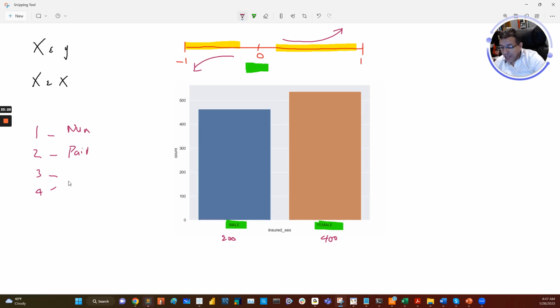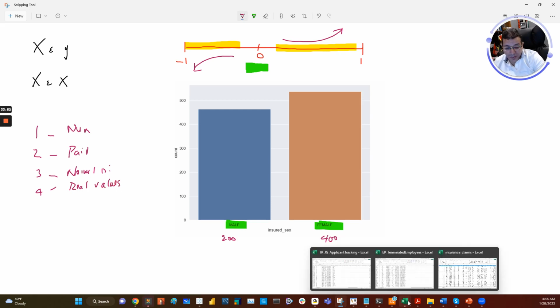Number 3, they have to be normally distributed. You can still apply correlation for non-normally distributed features, but the value that you are going to get is not going to tell you the truth. The value is going to be biased. And number 4, which is very important, you have to have real values.